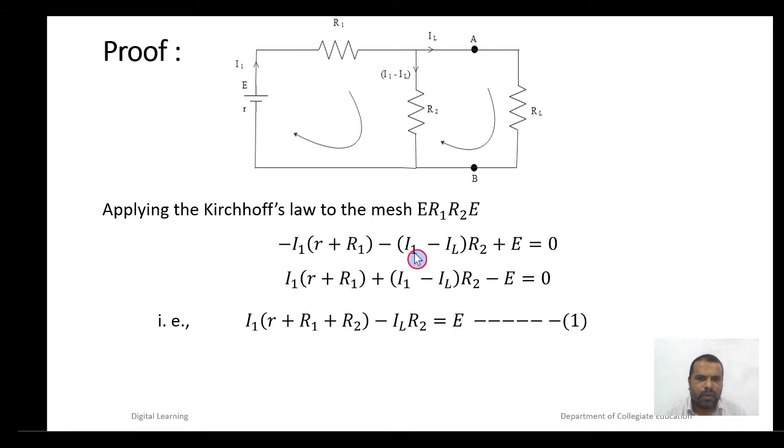And minus (I1 minus IL) is also taken as negative because we are moving in the direction of the current. Now this equation can also be written as I1 into (r plus R1) minus (I1 minus IL) R2 minus E is equal to 0. If we solve this equation, we get I1 into (r plus R1 plus R2) minus IL R2 is equal to E. Call this equation number 1.